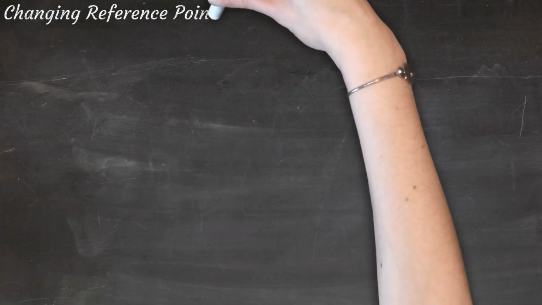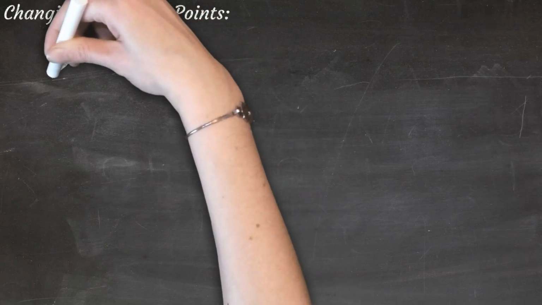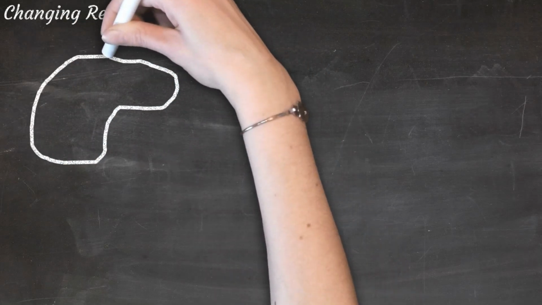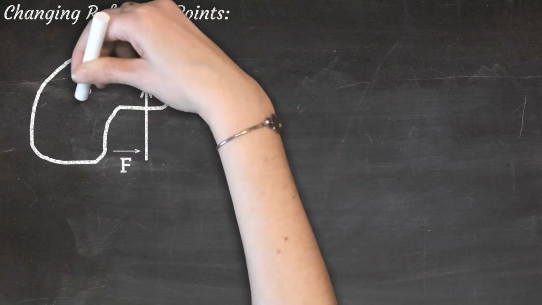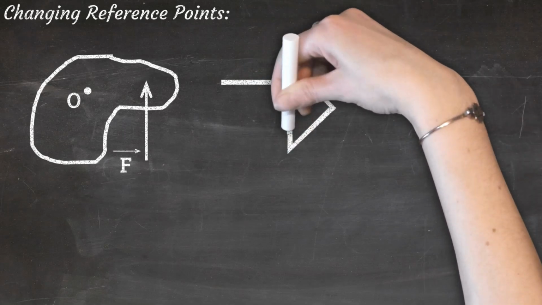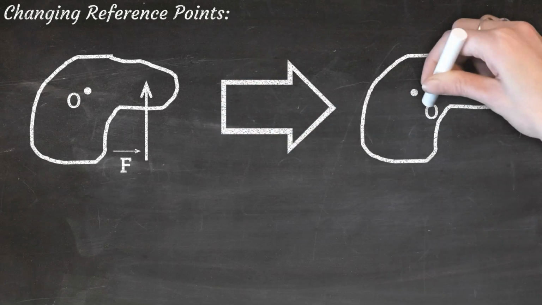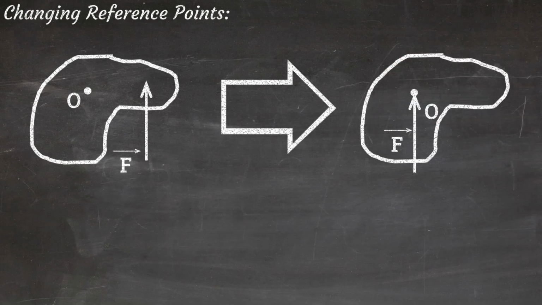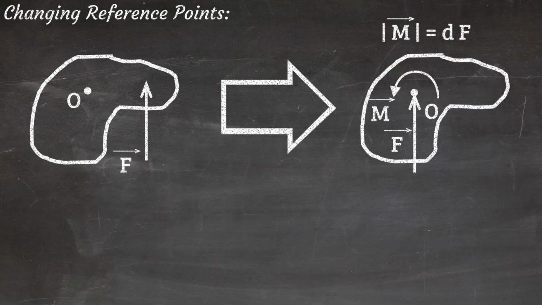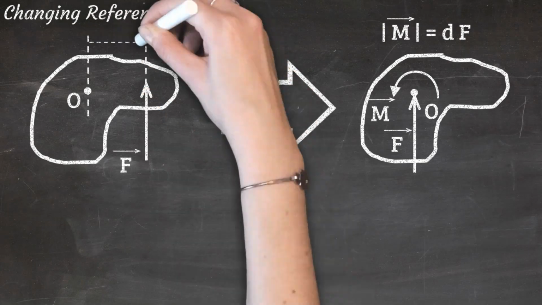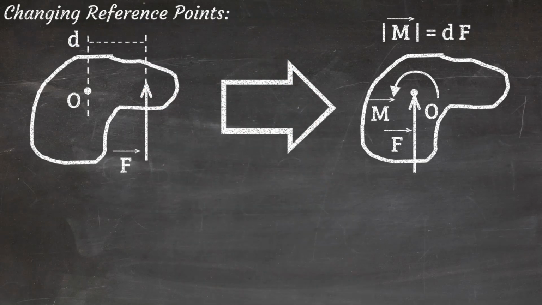For the last topic, let's talk about the concept of changing the reference point. Assume we have a rigid body. A force, F, is applied to this body. We can transfer this force to another point, let's say point O. During this transfer, however, we need to make sure to consider the moment that this force creates around O. So we need to place a moment at point O, with a magnitude of F times d. d is the normal distance between the line of action of F and O.